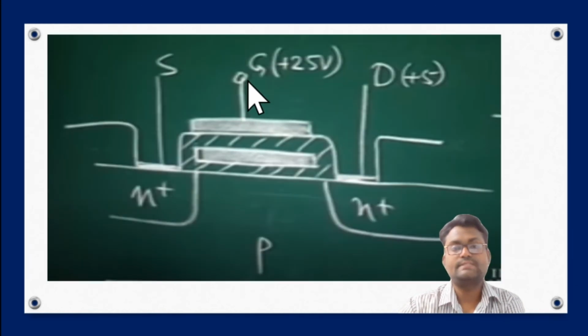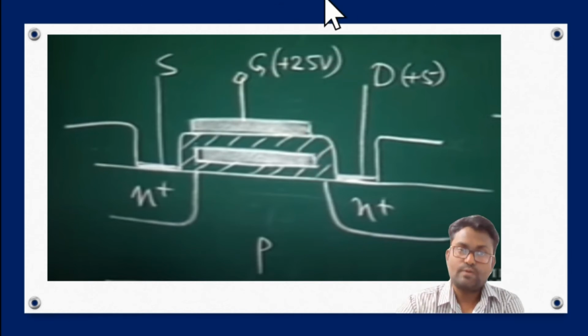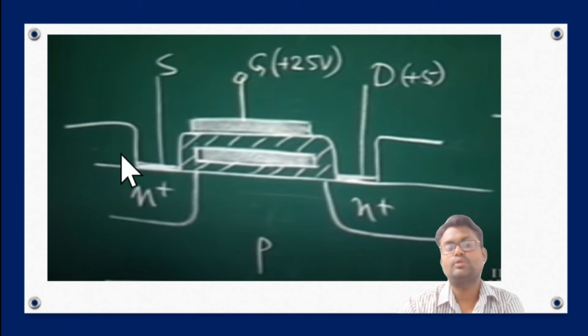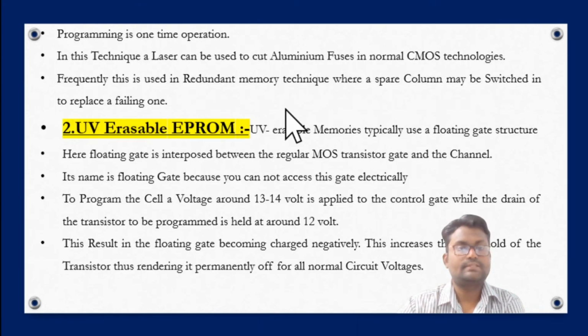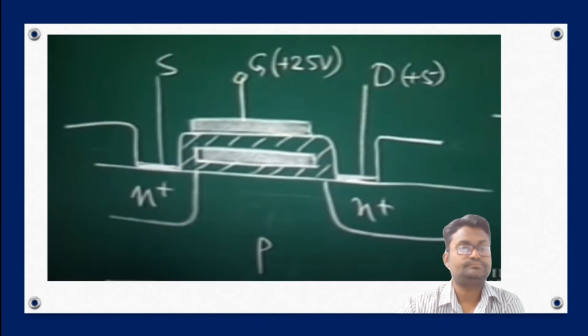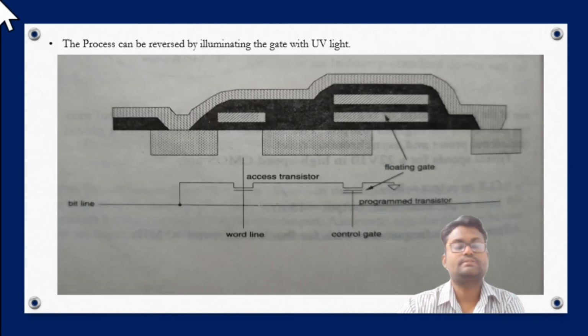Here you can see 13 to 14 volts applied to the control end. What is the control end? This gate is the control end. Here I have written plus 20 volt, that means 25 volt, that means we have to provide a very high voltage to make this floating gate negatively charged. When this floating gate is negatively charged, we can say that some memory is stored in it. I think this is all clear to all of you.